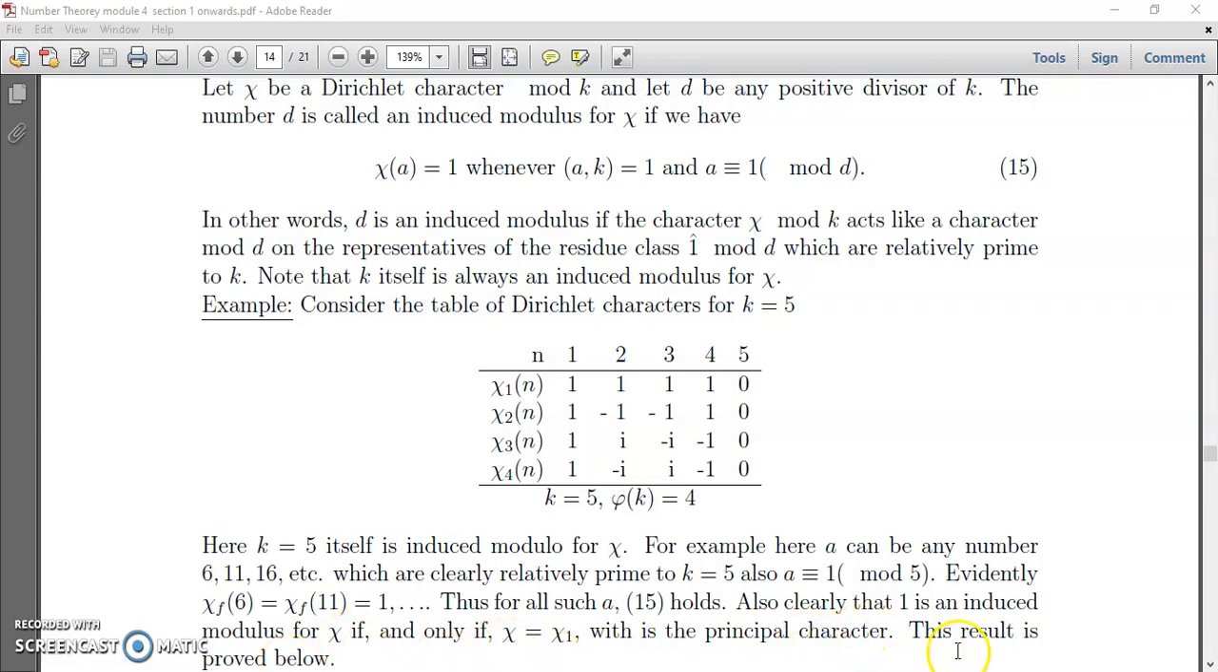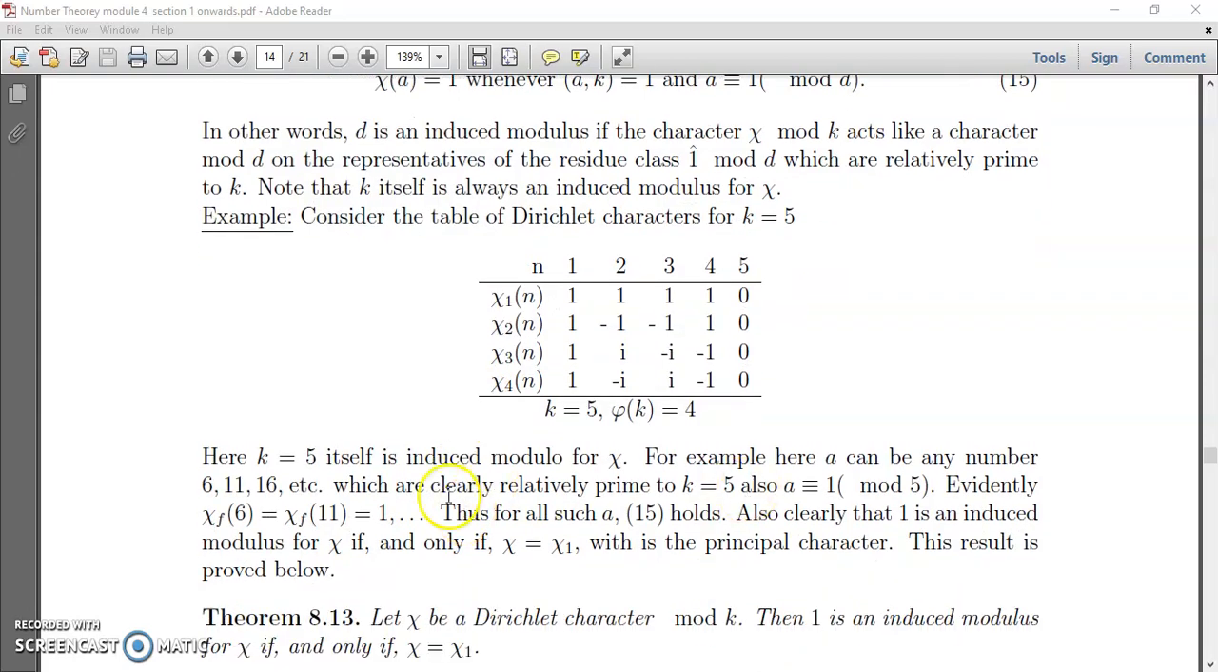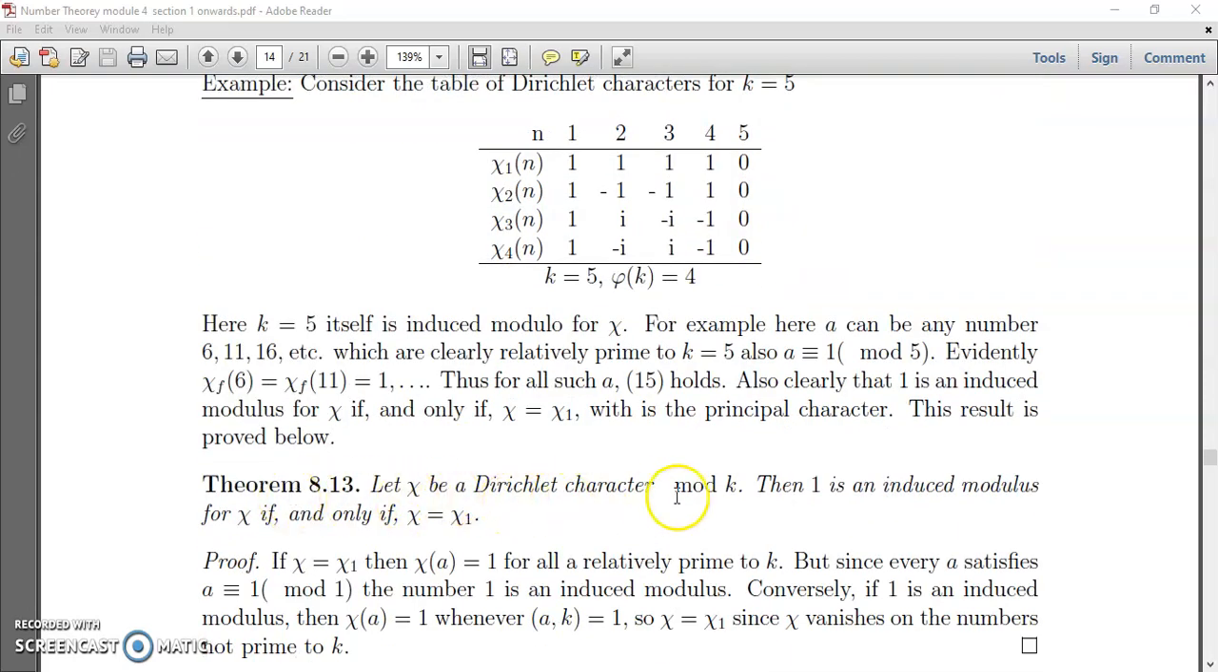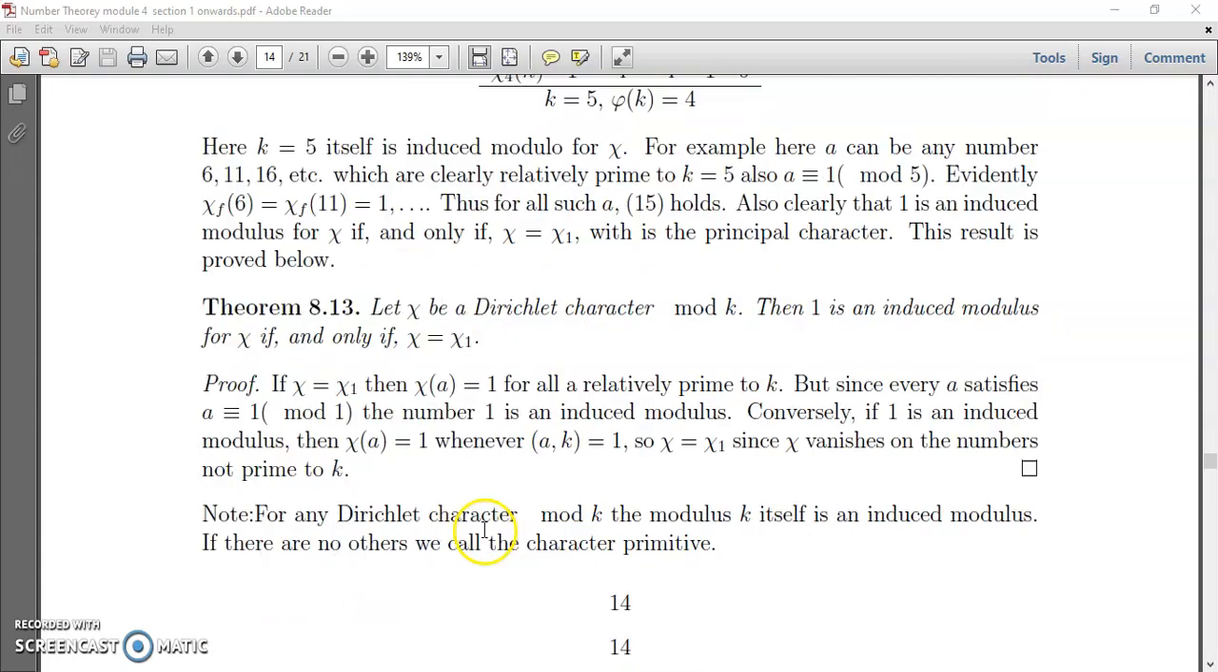Or if 1 is an induced modulus of chi, this happens only in the case when chi is chi1. So we can prove the theorem: let chi be a Dirichlet character mod k, then 1 is an induced modulus for chi if and only if chi is equal to chi1. So the proof is like that. If chi is equal to chi1, by definition, what is chi equal to chi1? Chi is equal to chi1.